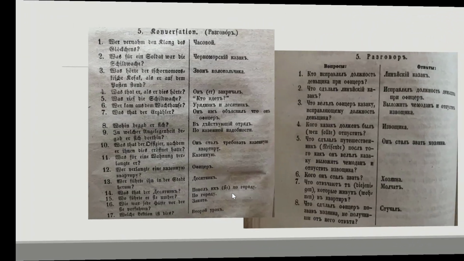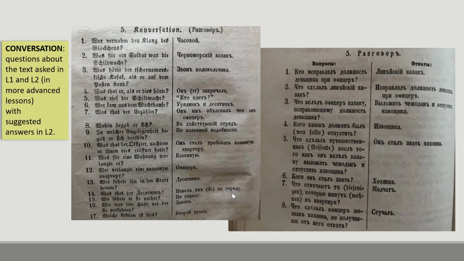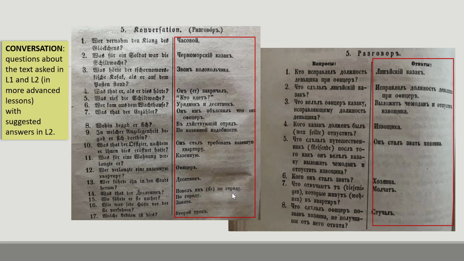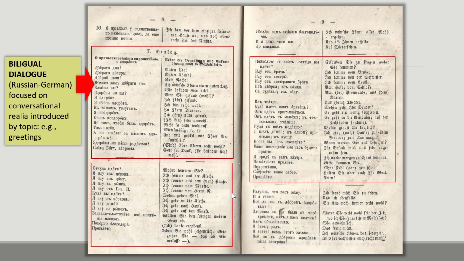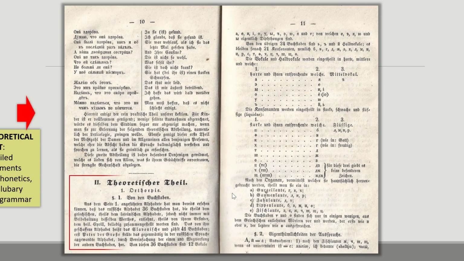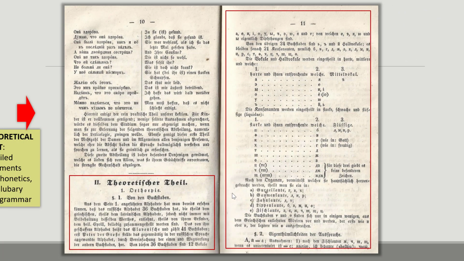After that, the section Conversation suggests questions to check the understanding of the text, including its vocabulary, with suggested answers. The questions are asked in German, students' first language, in less advanced lessons, and in Russian in more advanced lessons. Then learners move on to reading aloud and learning by heart Russian-German parallel dialogues focused on conversational realia, announced by topic. For example, greetings in a park, asking about health, and so on. The following theoretical part of this lesson provides detailed comments on phonetics, vocabulary, and grammar we can find in the unit.